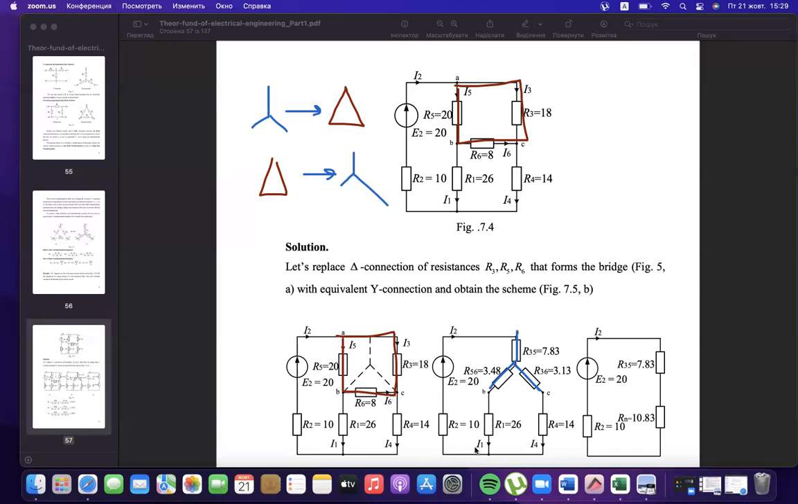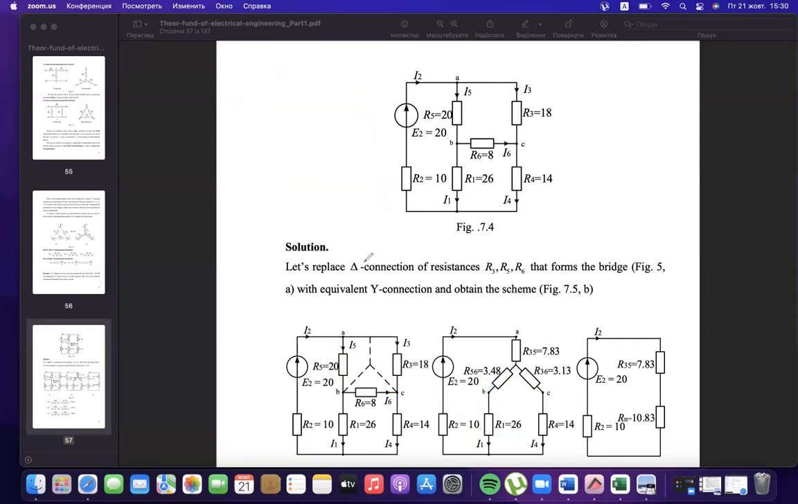Then how many meshes do you have? You have only 2 meshes, 1 and 2. That means you decrease the number of your equations and simplify the system. That is why in most cases you are using delta to star connection, because it decreases the number of meshes. But in some specific cases, the opposite transformation could be useful. It's not a problem, because sometimes you also need it and you can use the opposite transformation.